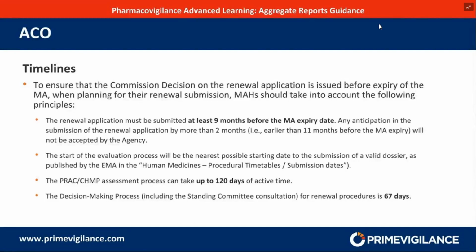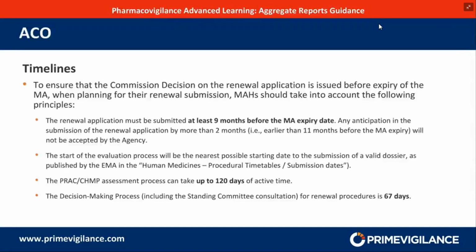5-year period expires. And the guideline also specifically states that any submission of the renewal application more than 2 months early, so earlier than 11 months before the marketing authorization expiry, will not be accepted by the agency. So it's important to plan where the marketing authorization is expiring and when the data log point of the report should be, so that all these timelines can be met.